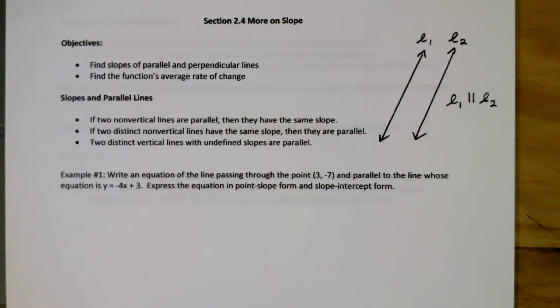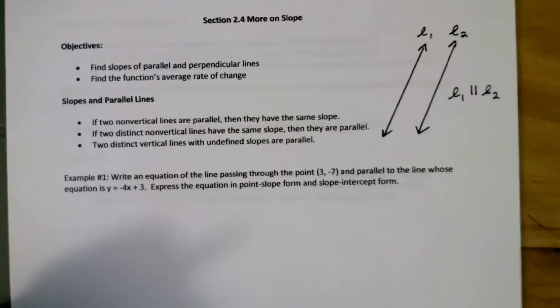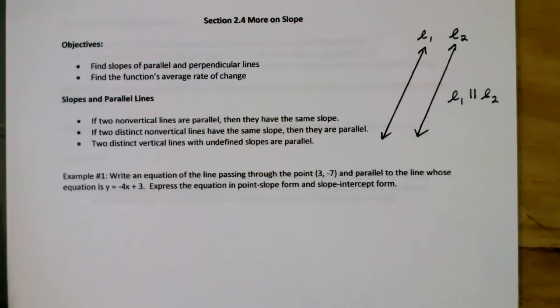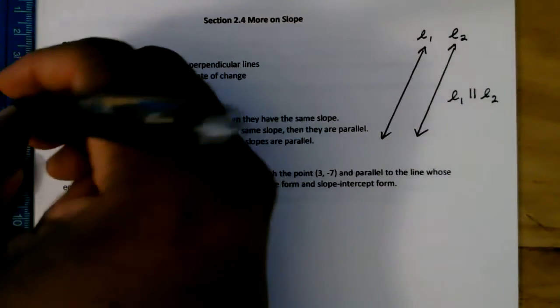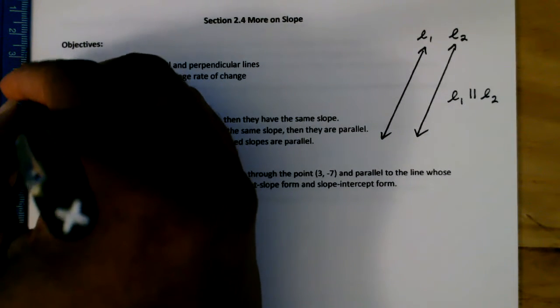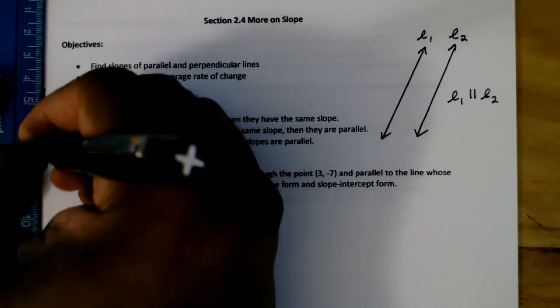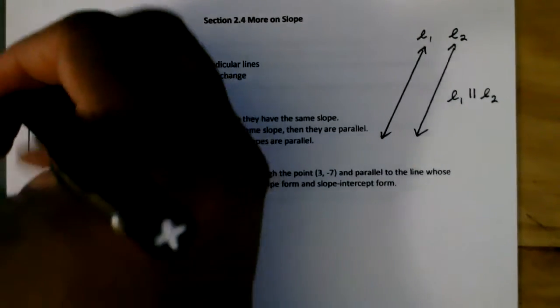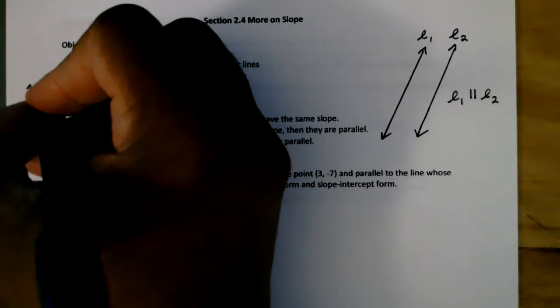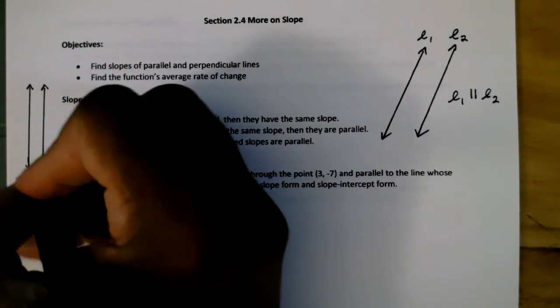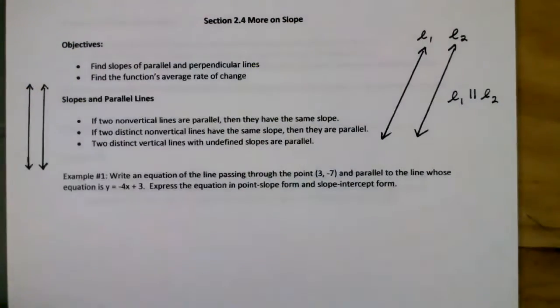And two distinct vertical lines with undefined slopes are parallel. In other words, if I have two vertical lines like these two here, they are vertical lines. That means they're also parallel as well because they both have slopes that are undefined, if you recall.